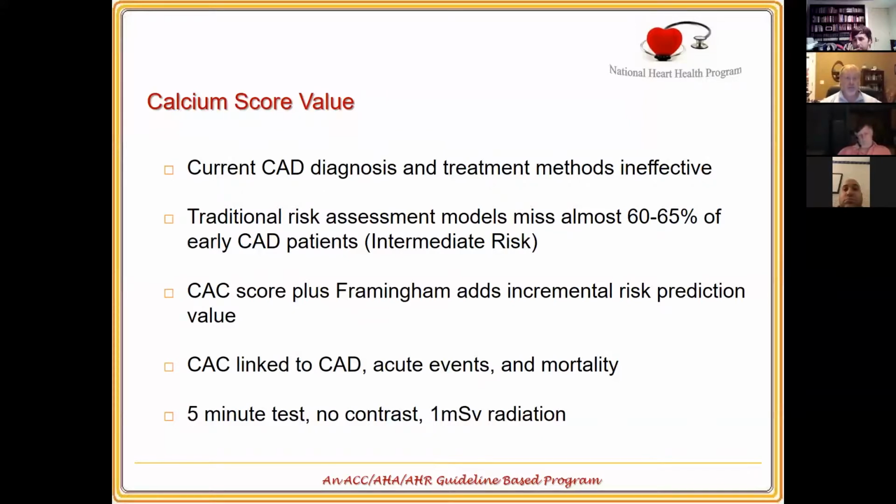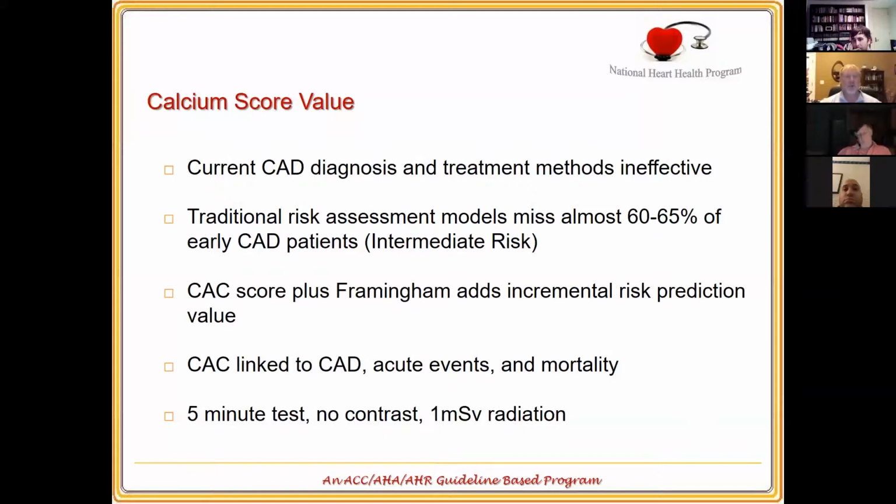Unfortunately, the Framingham Risk Index is very good at identifying patients at very low risk for a heart-related event and at very high risk. But it has weaknesses at identifying patients who fall into what we call intermediate risk, that middle range. Those patients are often misdiagnosed by this predictive model alone.